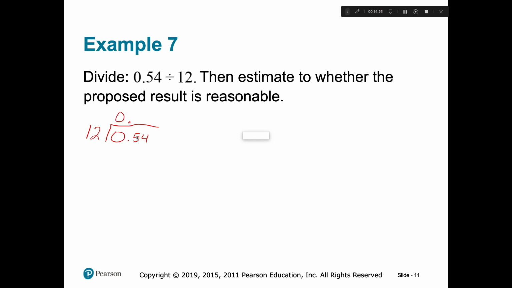Can 12 go into 5? No, so I put a 0 there. How many times does 12 go into 54? Give you a hint. 4. It's 4. 4 times 12 is 48. When I subtract that, what do I get? I got a 6 left. Now what?